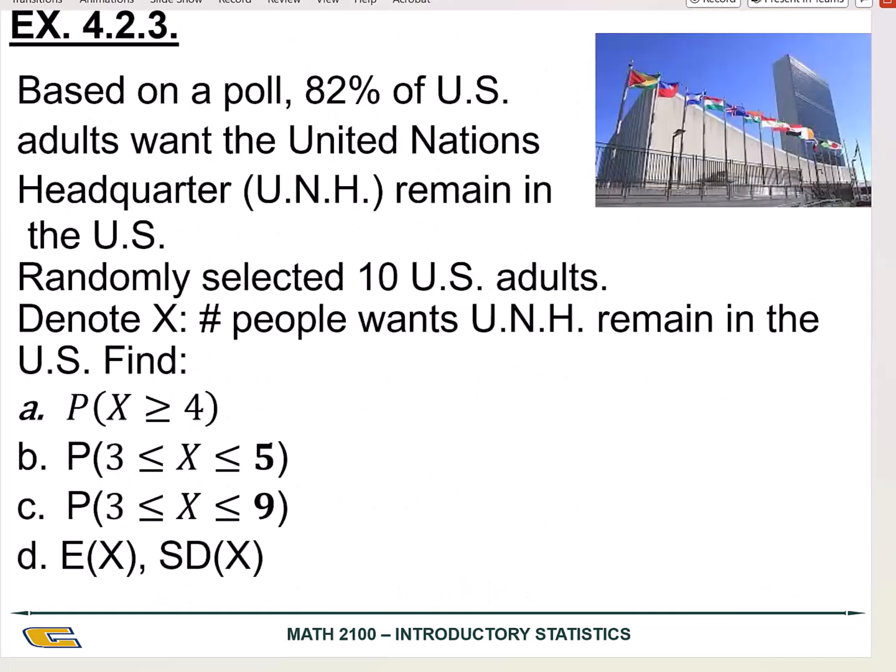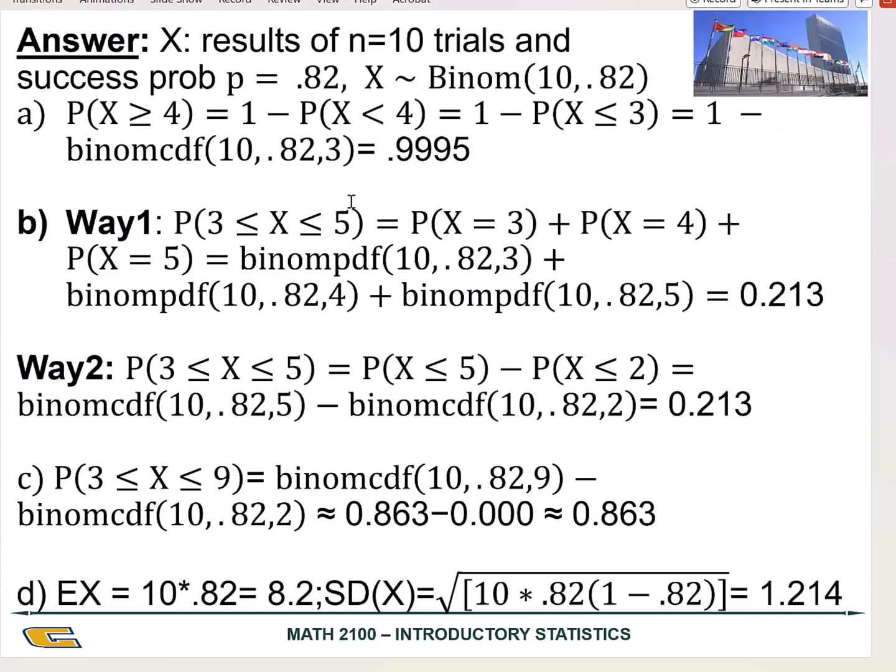And let's look at part B. What is the probability that from 3 to 5 people want UNH to remain here? The first strategy is to break it out from 3 to 5, which means either 3 or 4 or 5, and we use binomial PDF for each of them: binomial PDF at 3, at 4, and at 5. This is the probability you get if you randomly survey 10 people and about 3 to 5 of them want UNH to remain here.